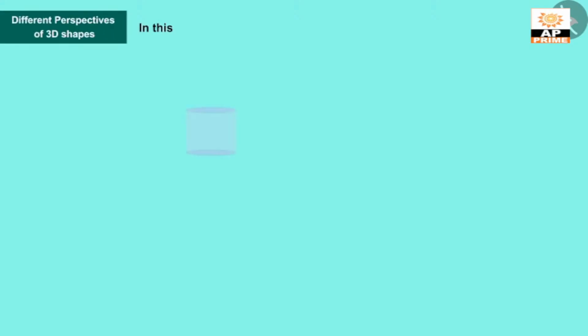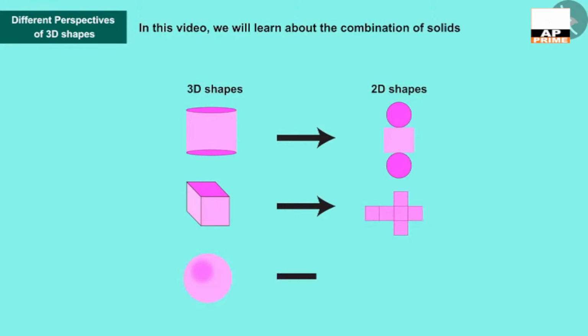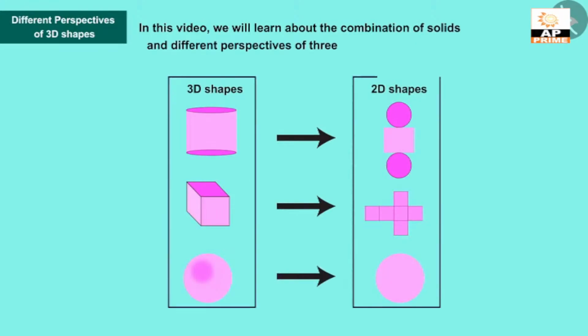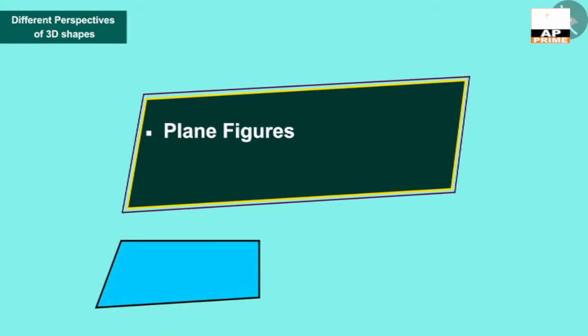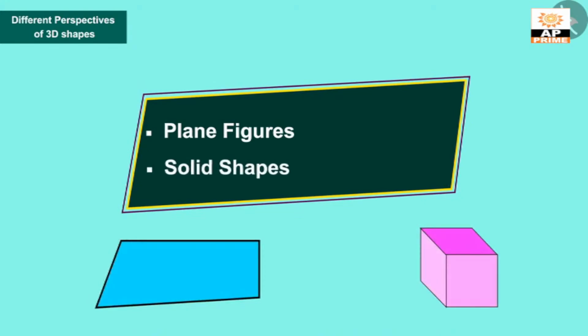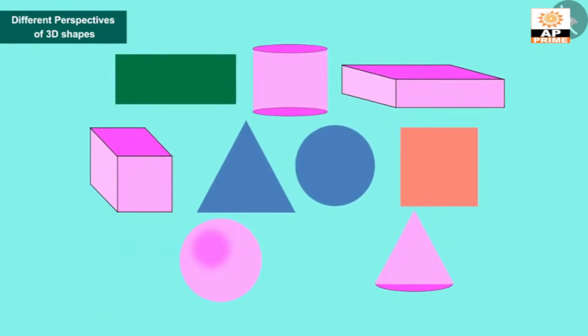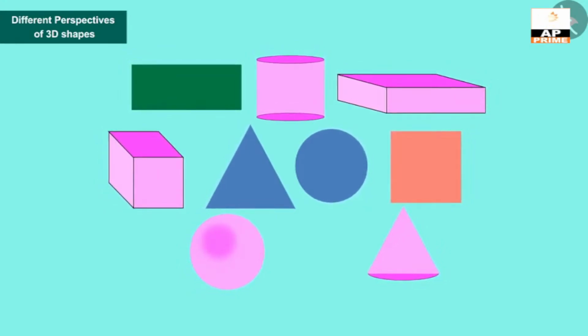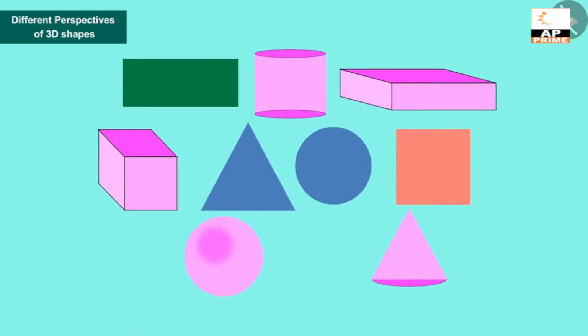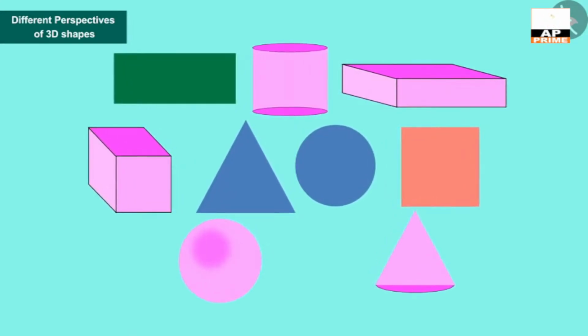In this video, we will learn about the combination of solids and different perspectives of three-dimensional shapes. In the previous class, we learned about flat shapes and solid shapes. Raghav's father gave him some shapes and asked him to identify them. Can you identify these figures for Raghav and tell their names? Pause the video to try yourself and then match your answer.